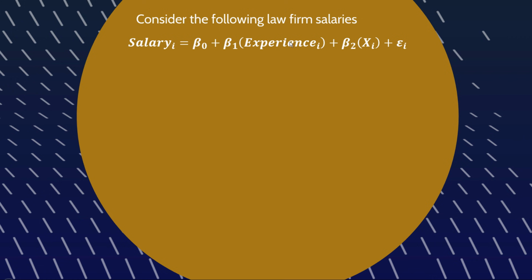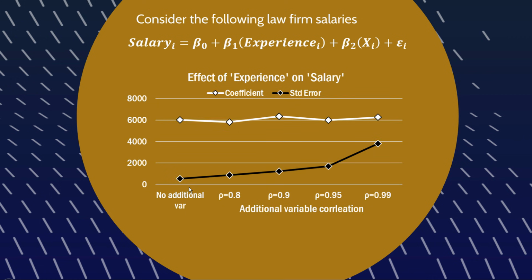So there's the equation again, experience, and there's x, our correlated x variable with experience. Now this was the original condition where x didn't exist. So when there was no additional variable, the coefficient of experience was around 6015, if you recall, and the standard error, which is in black here, was 519. Now when I add that x variable that has a correlation of 0.8, it doesn't much change. The standard error increases a little bit. Don't forget this is the standard error of this coefficient for experience on salary. That coefficient stays about the same and the standard error only increases a little bit.